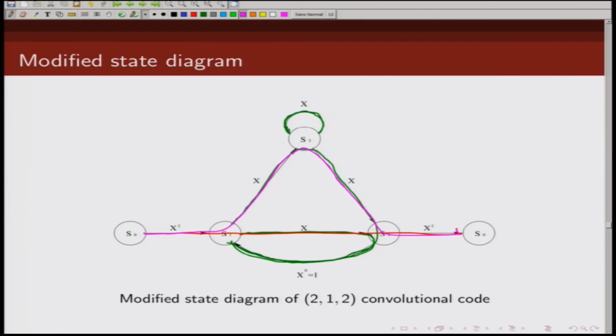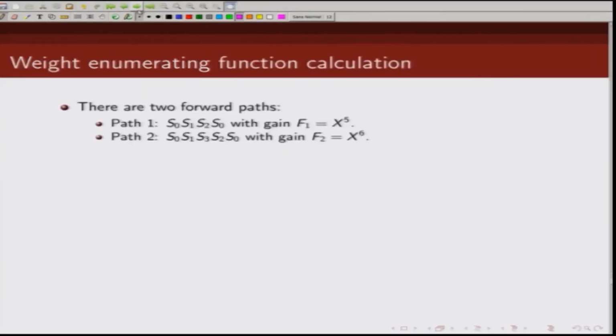In both cases you can see I am not going over any state twice, and there are only 2 forward paths. What are their corresponding path gains? For the one which I marked with red, this is x square, x, and x square, so this will be x raised to power 5. The other is x square, x, x, x square, so this will be x raised to power 6. So we have 2 forward paths, one with gain x^5, another with gain x^6.